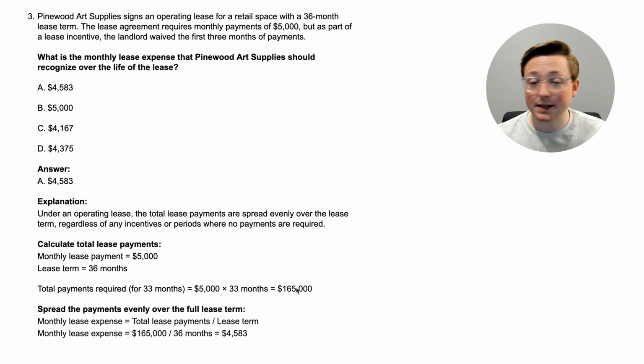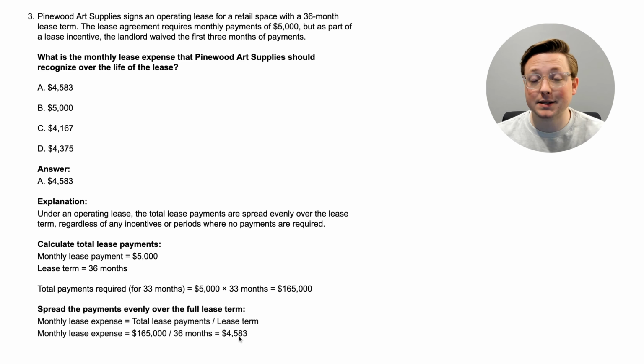But the lease term is still 36 months. It's not 33 months. It's still 36 months. The incentive was just that they don't have to pay for 3 months, but the lease term is still 36 months. So we divide the $165,000 of the total lease payments by the 36 months, which is the full lease term, and that gives you $4,583.